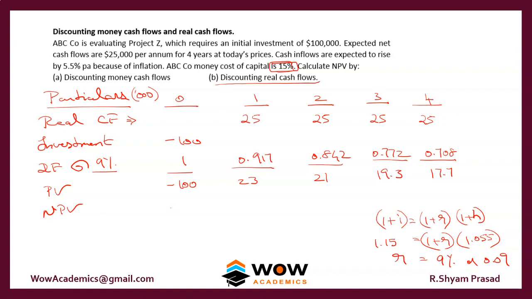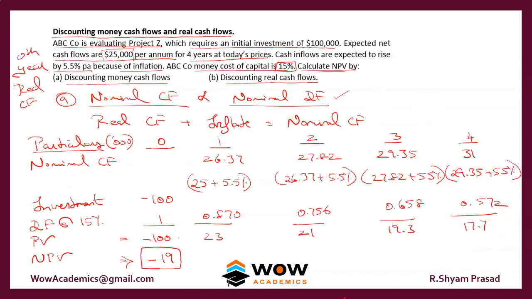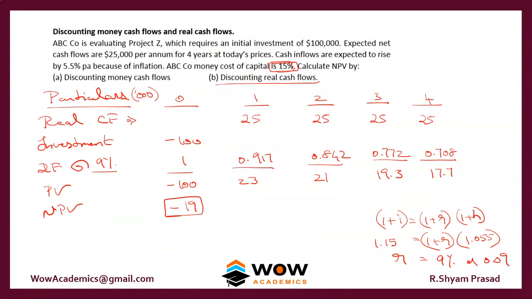So when you add all this number, the NPV again comes to a negative 19. So what is the concept here? Either you use the nominal cash flow with the nominal discount factor, or you use the real cash flow and real discount factor, you'll end up with the same answer. So that's what this problem tells you. We'll move on to the next problem.